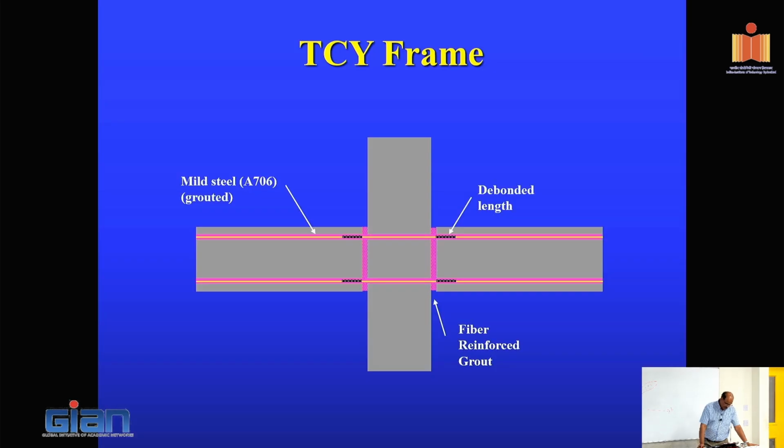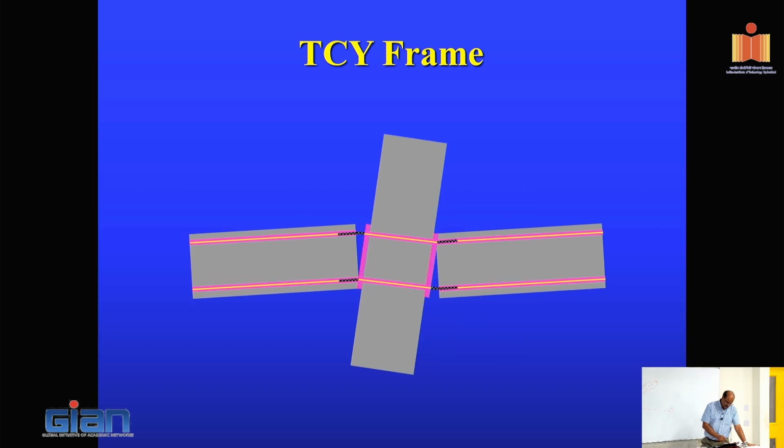This is a TCY, tension compression yielding frame. This didn't perform as well as we envisioned. I just don't want to spend too much time on it. If you're interested, there are papers written on this. The concept is the same: the gap should open up. In all of the cases in the jointed system, the goal is to force the gap to open up at the interface between the column and the wall.